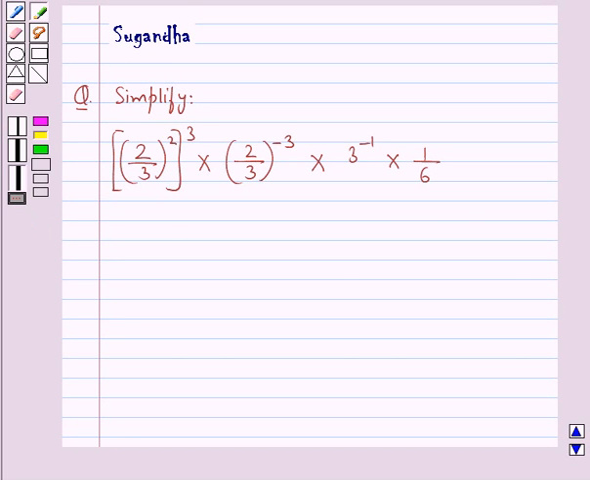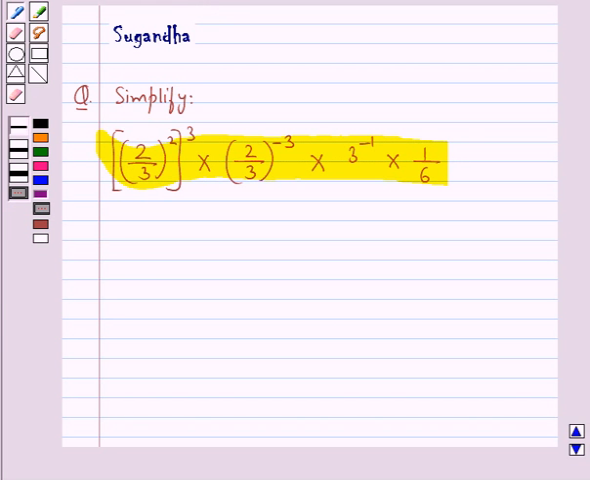In this session, we discuss the following question, which says: simplify (2/3)^2 whole to the power 3 into (2/3)^-3 into 3^-1 into 1/6. Now, let's see the key idea to be used for this question.